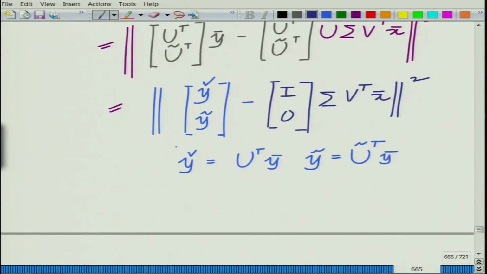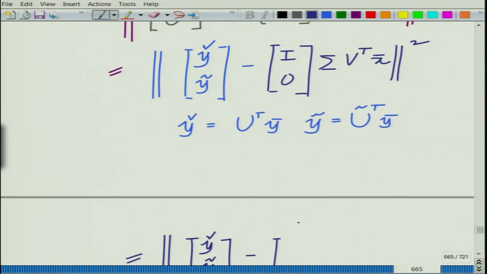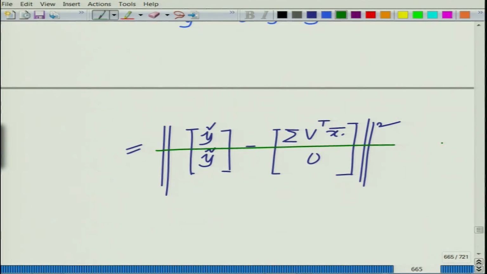So, identity, 0, times sigma v transpose x bar, norm square, which now you can simplify. Let me just write one more step. So, you have y check, y tilde, minus identity, 0 times sigma v transpose x bar, norm square, and now we can partition it into two parts.